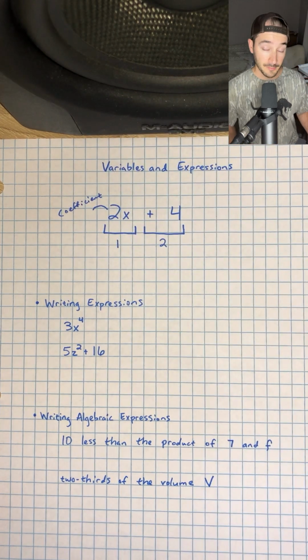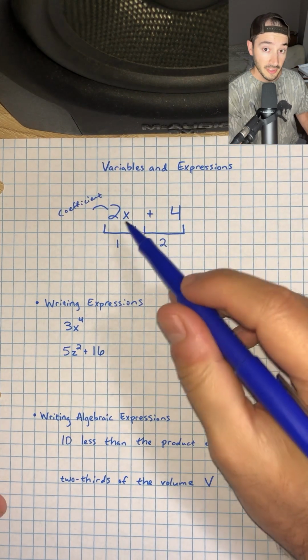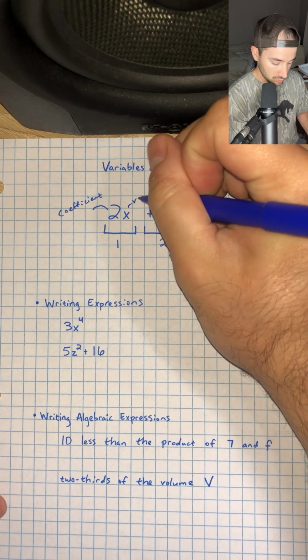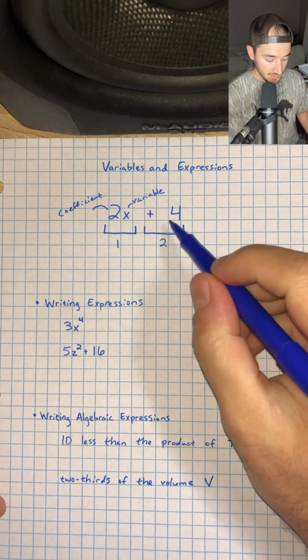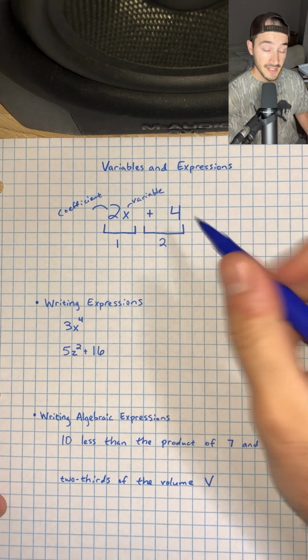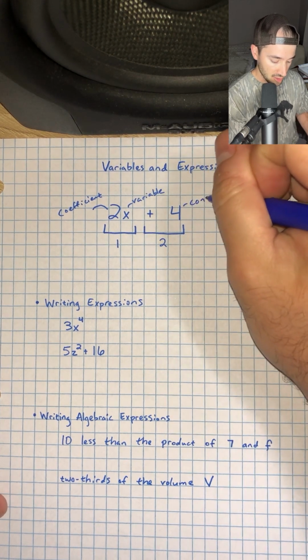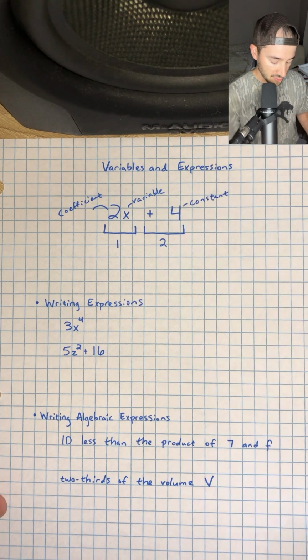So that 2 is being multiplied times x. The letter x is our variable, so that's representing some missing value. And then our 4 is just a number by itself, so that's going to be called a constant. Okay, so those are good things to know.